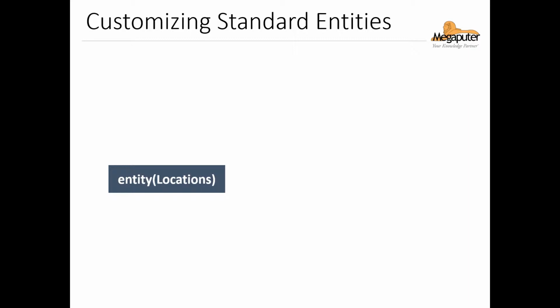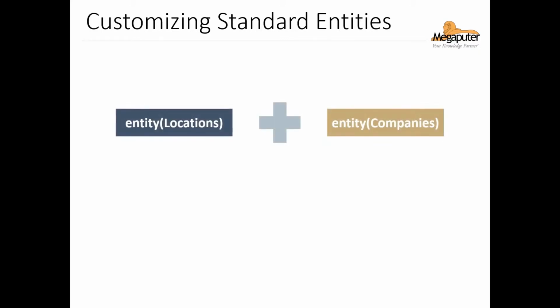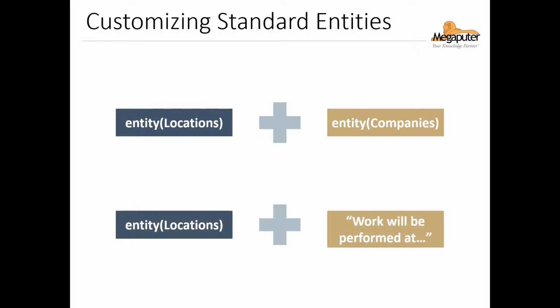So if we think about how we can customize a default entity in an XPDL expression, we'd essentially be calling the entity of our choosing with the entity function and any extra context that adds business meaning around the entity. So in the examples we saw earlier, a company location would be comprised of the location entity and a company entity. And a work location would be made up of the location entity and some phrase or keywords to the effect of work will be performed at.